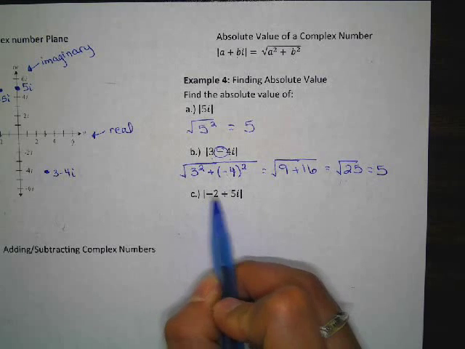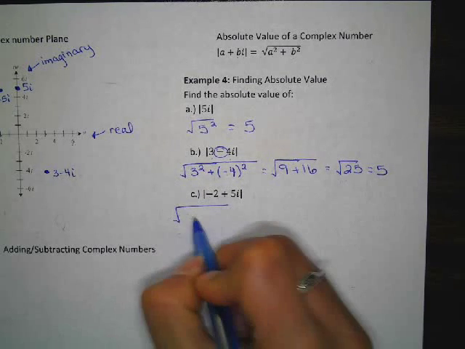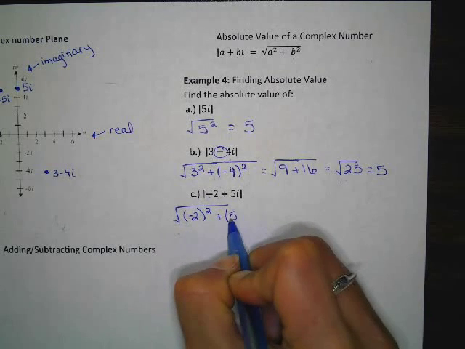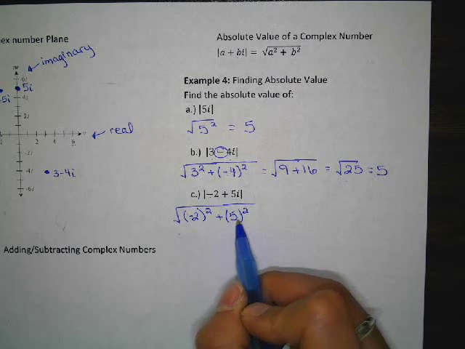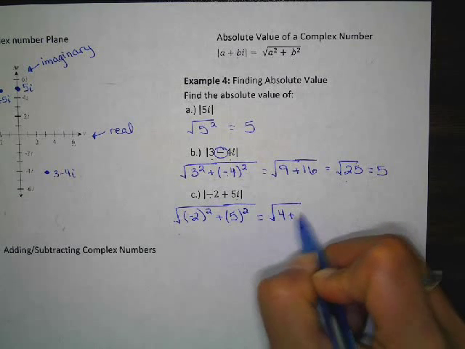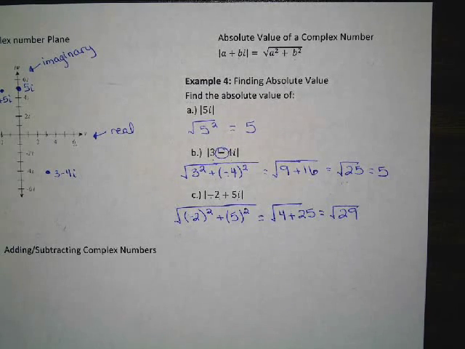Next one, C, we have negative 2 plus 5i. Again, we'll take the square root of those numbers squared. So negative 2, that whole thing squared, plus 5 squared. Again, remember there's no i that goes with that, it's just the number 5. Negative 2, that whole thing squared is 4, plus 5 squared, which is 25. Gives me the square root of 29, and that does not simplify, so your answer is just radical 29. And again, those are the absolute values of those imaginary and complex numbers.